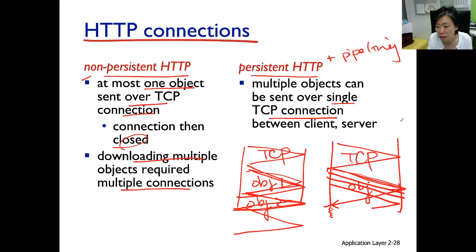Okay, so this here is the persistent HTTP plus pipelining. Nowadays, when people say persistent HTTP, the implication is that, hey, it's persistent HTTP with pipelining. And by the way, non-persistent is the HTTP 0.9 version. And persistent HTTP without pipelining, that's the HTTP 1.0 version. And the one with the pipelining is the HTTP 1.1 version.